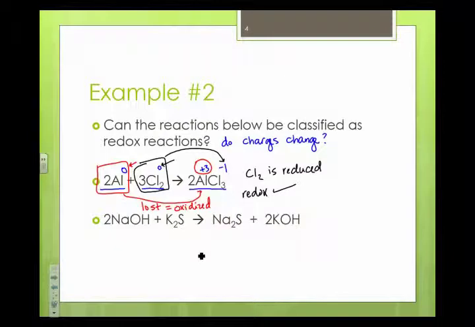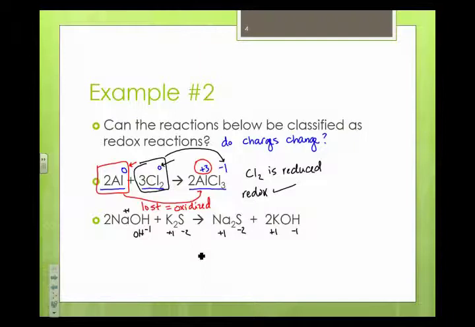Let's look at the next reaction. I start with sodium hydroxide. This is a basic ionic compound that I can tell the charges of. I know that sodium is +1. The hydroxide is a polyatomic ion with a -1 charge. Potassium in K2S has a +1. Sulfur has a -2. When I go over to my product side, I see sodium still has a +1, sulfur still has a -2, potassium still has a +1, and hydroxide is still a -1 polyatomic ion.